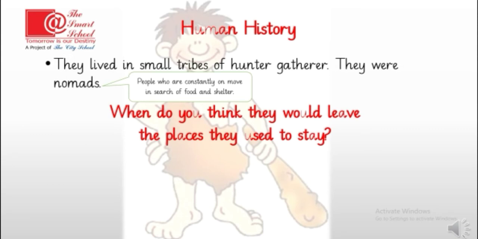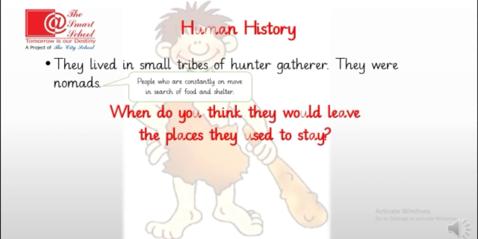Now, they lived in small tribes of hunter-gatherers. They were nomads. You must have seen nomadic people even today. They keep on moving from one place to another. So, who are nomads? They are the people who are constantly on the move in search of food and shelter. Initially, they lived as hunter-gatherers in small tribes, living a nomadic life, constantly moving from one place to another in search of food.